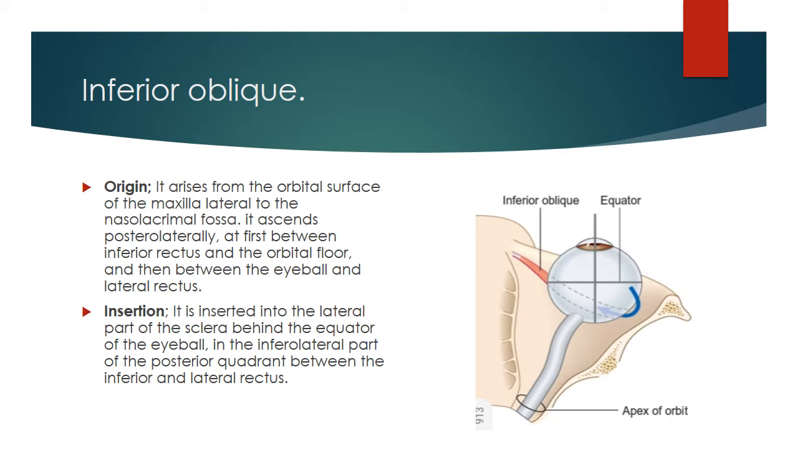Inferior oblique. Inferior oblique muscle, this is the only muscle which takes origin from the anterior aspect of the orbit. It arises from the orbital surface of the maxilla lateral to the nasolacrimal fossa, right? It ascends posterolaterally below the eyeball, at first between the inferior rectus and orbital floor, and then between the eyeball and lateral rectus, and ultimately it reaches the posterolateral quadrant of the eyeball, where it is inserted into the lateral part of the sclera.